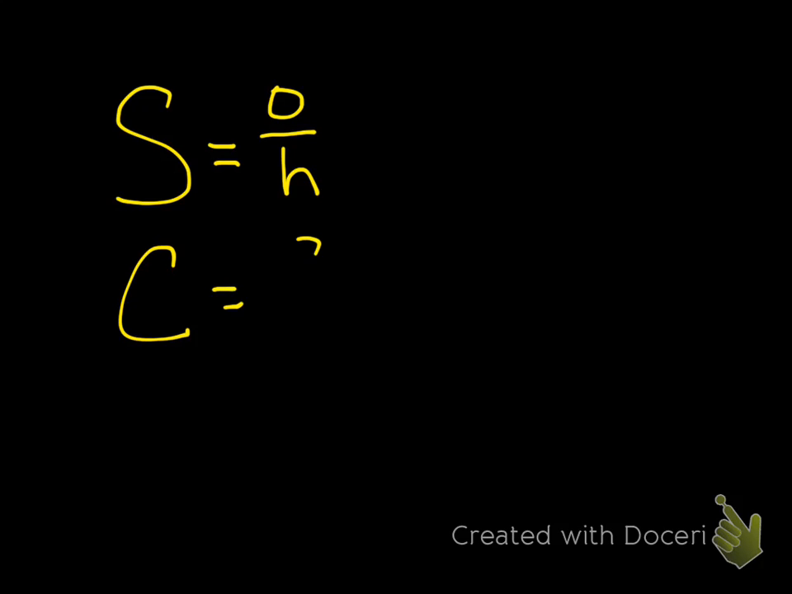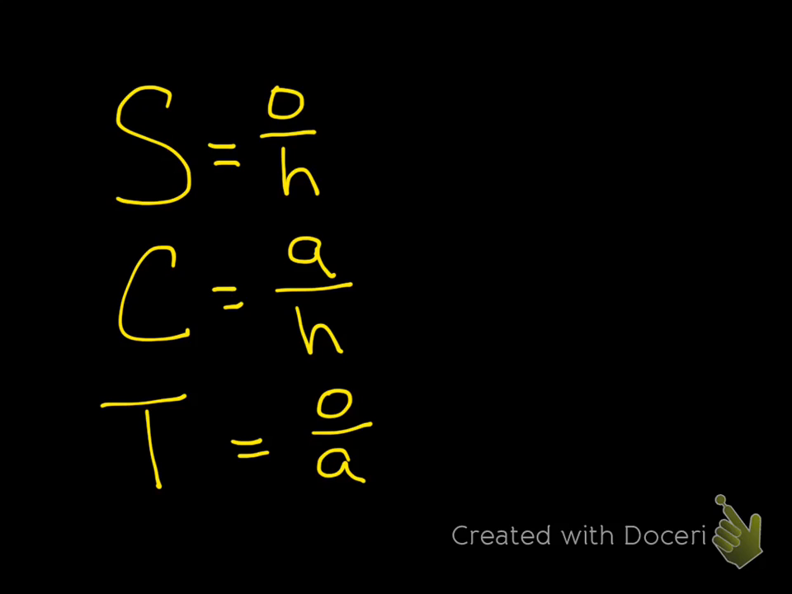All right, so let's talk about how to do it easily. Sine is opposite over hypotenuse, and you have a little chart on your notes. Cosine is adjacent over hypotenuse, and tangent is opposite over adjacent.